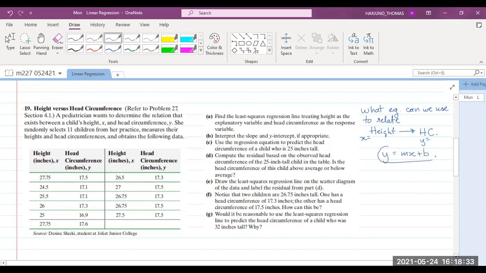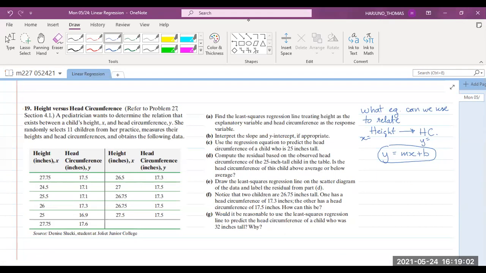Can we find Y equals MX plus B? By the way, that's a linear equation. Later on, we will use this linear regression line, this equation line, to predict a child's head circumference using his or her height. That's what we will do.